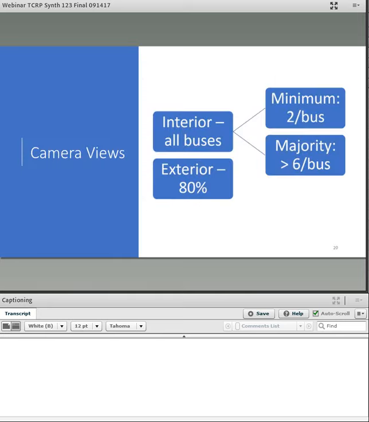So now that we had the cameras on these buses, where were they? On the interior, all the buses had interior cameras. All the agencies had cameras on the interior of the buses. They had a minimum of 2 per bus, but the majority had even more than 6 per bus. On the exterior, 80% of them had cameras.